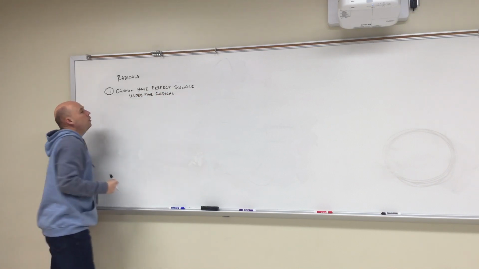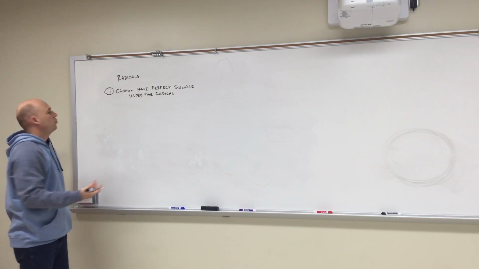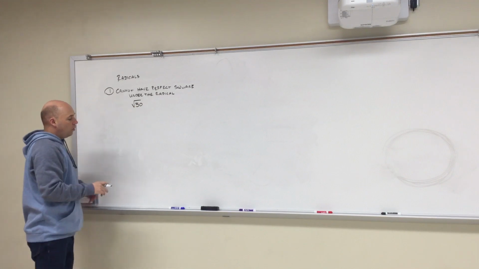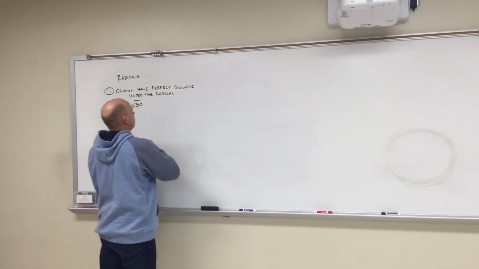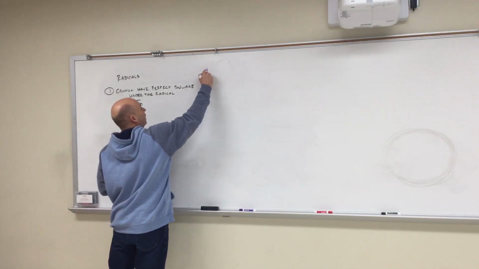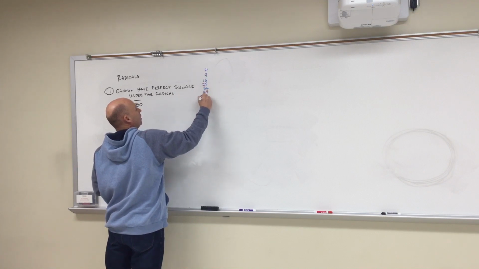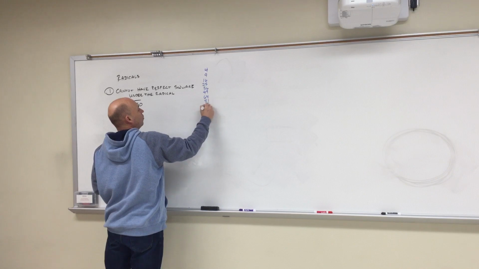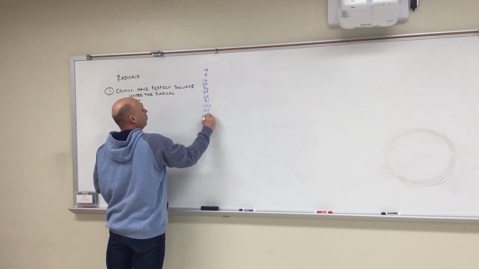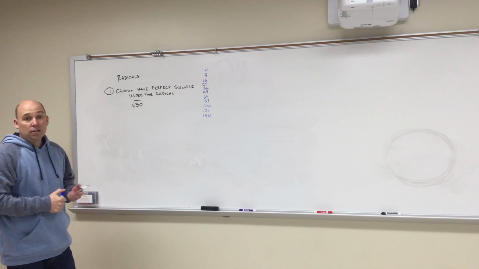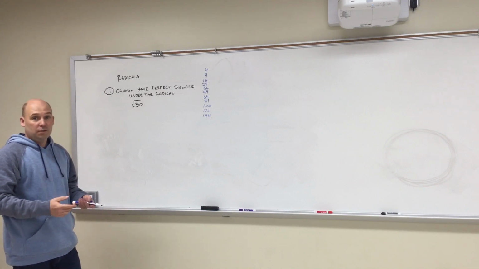Okay, so what does that look like? Well, let's say we had a problem that was like the square root of 50, and we were done with the problem, or at least we thought we were done. Well, you have to look at your magical numbers. The 4, the 9, the 16, the 25, the 36, the 49, the 64, the 81, the 100, the 121, the 144, and say, okay, do any of these numbers divide into 50? Because if they do, then you have to reduce it.